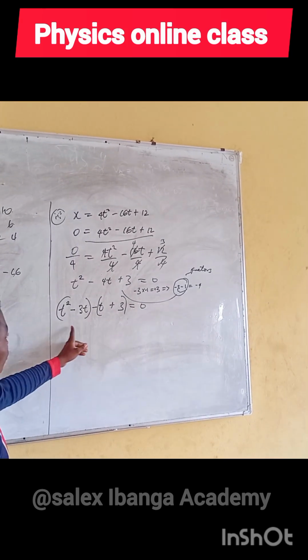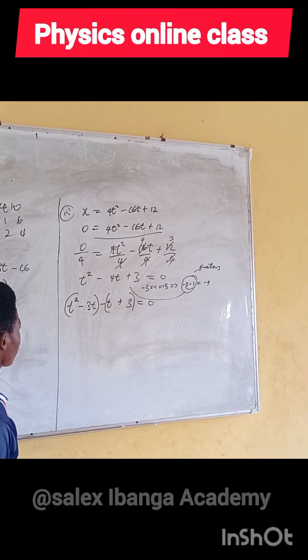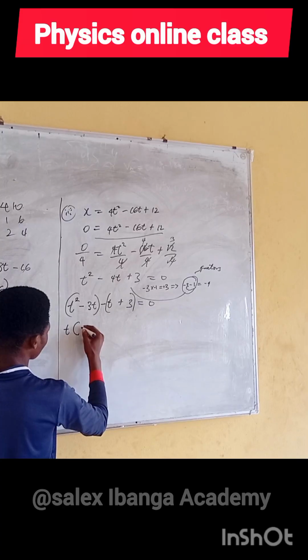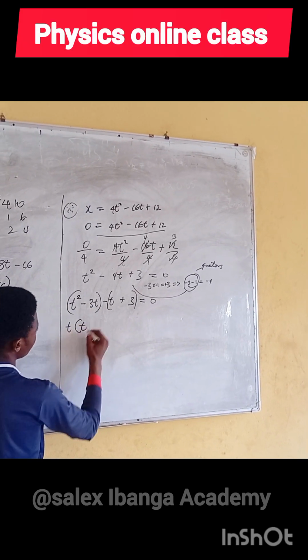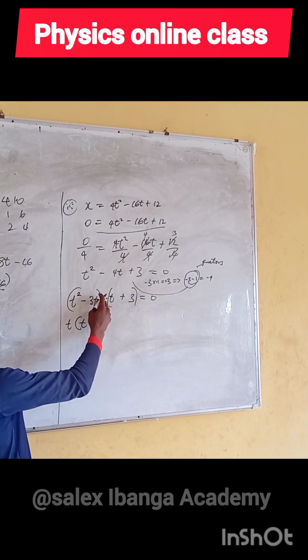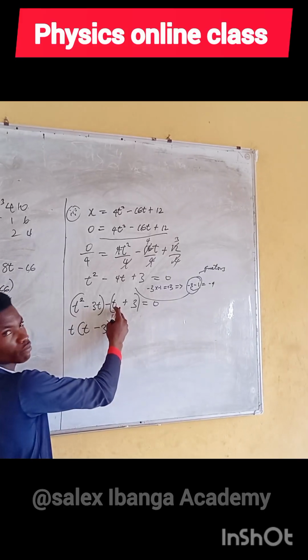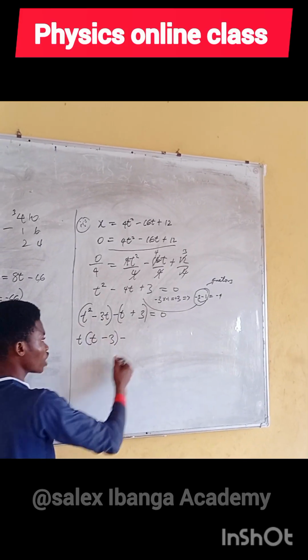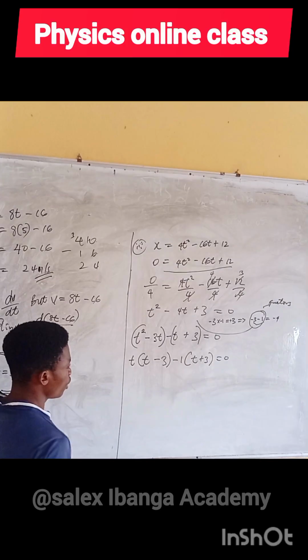Now I look at the left-hand side and factorize. t is common here, so I factor t out: t into (t minus 3). Then nothing is common in the remaining terms, but I can factor out minus 1: minus 1 into (t minus 3)... equals 0.